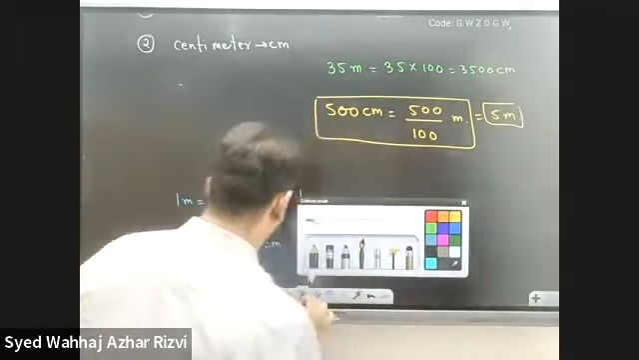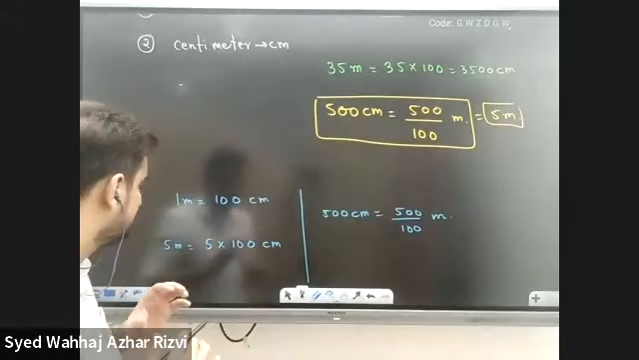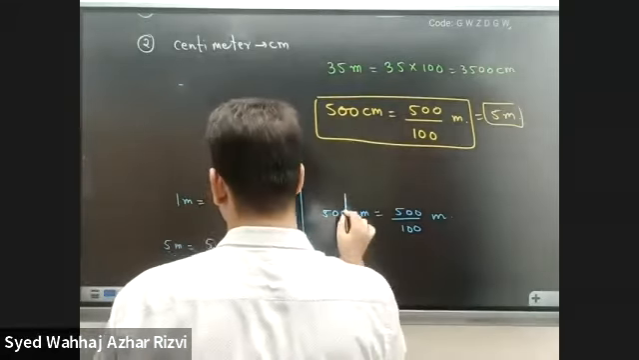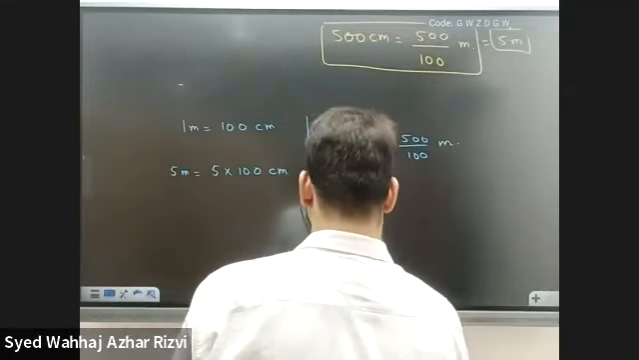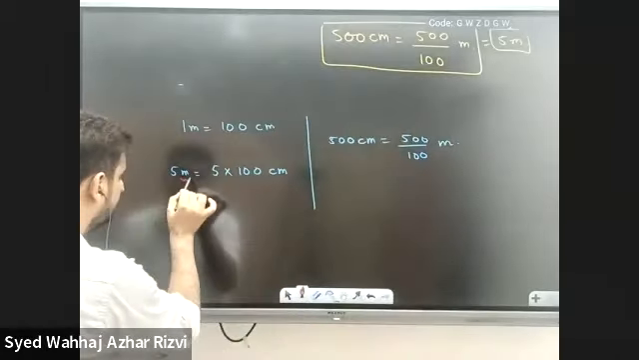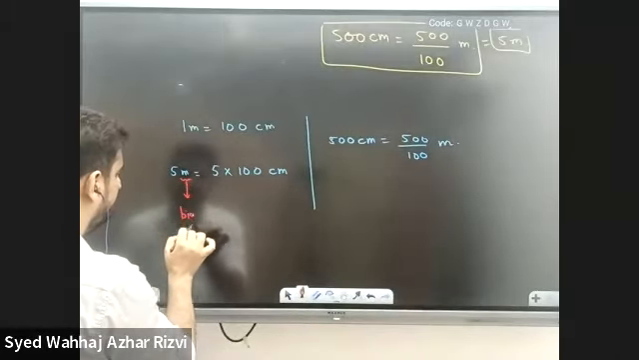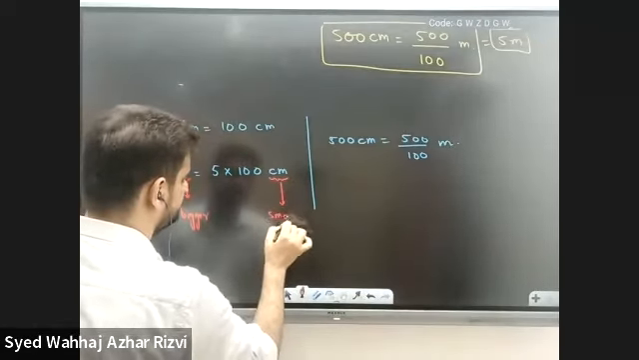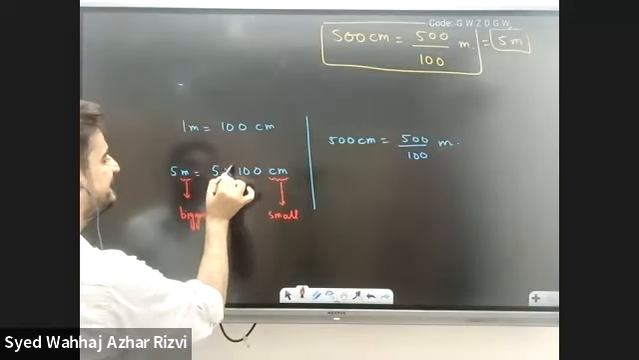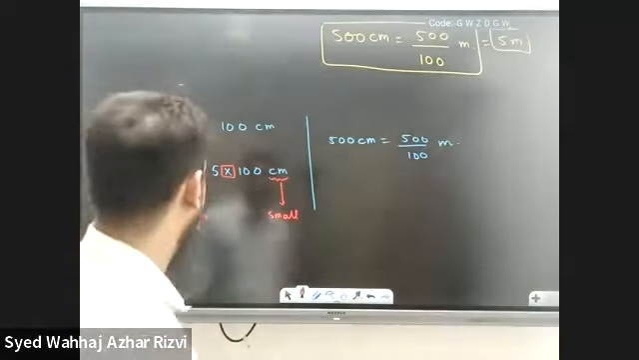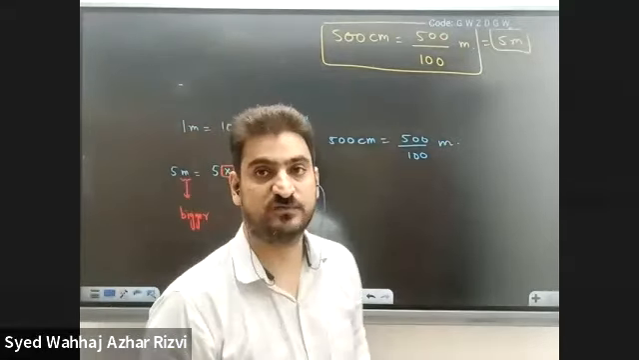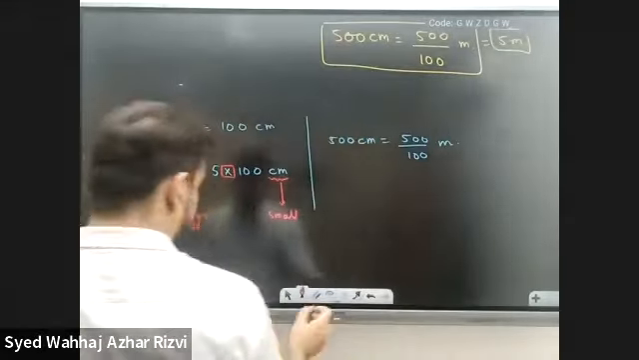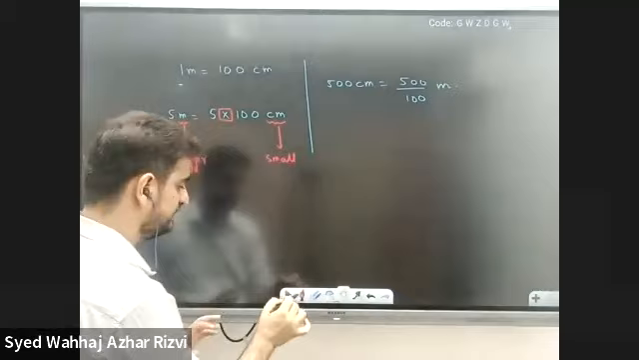Why? Because if we are converting a bigger unit into a smaller unit, so meter is a bigger unit, and centimeter is a smaller unit. So what do we do? We multiply, correct? So when we have to convert a bigger unit into a smaller unit, we multiply by the conversion factor. Let's write it down and let's remember it as well.